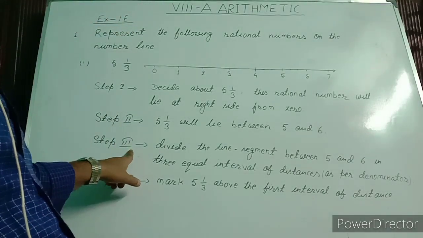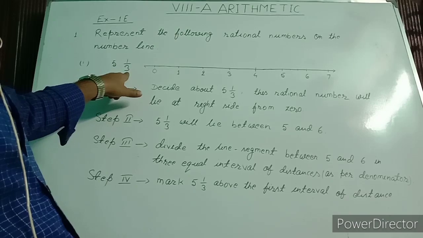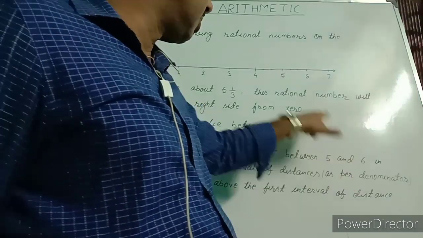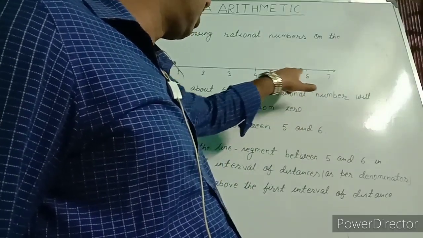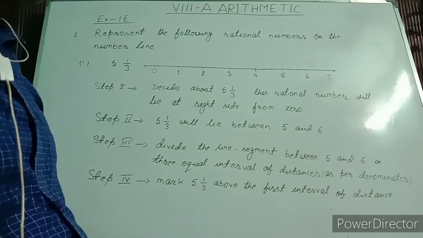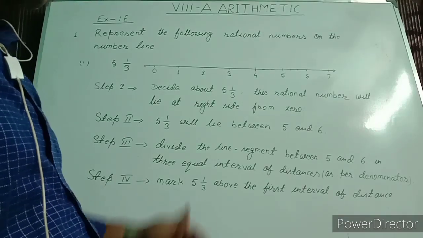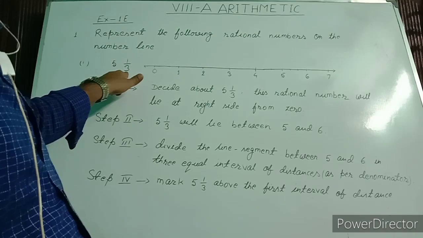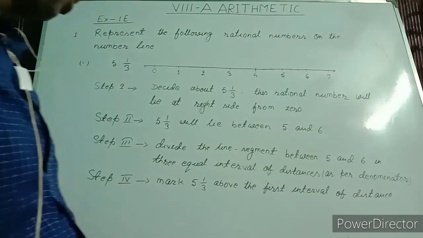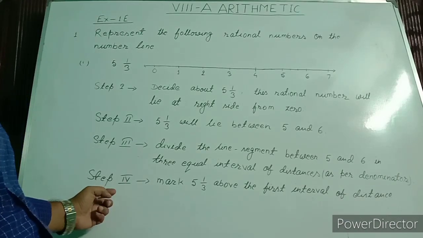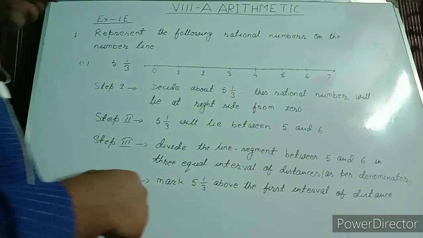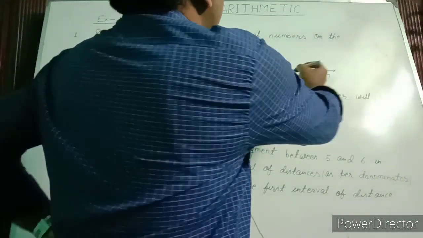Now step 3, since here the denominator is 3, divide the line segment between 5 and 6 into 3 equal intervals of distance as per the denominator. Here the denominator was 3, so I divided this into 3 equal intervals of distance. And step 4, mark 5 and 1 by 3 above the first interval of distance 1 by 3.